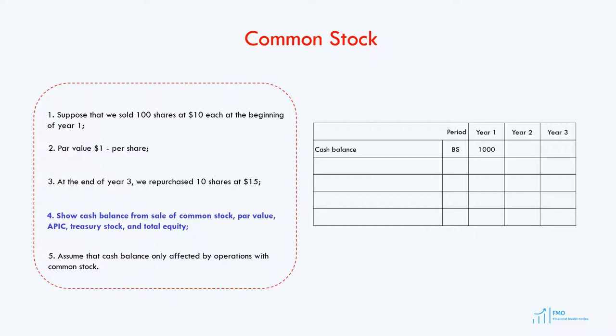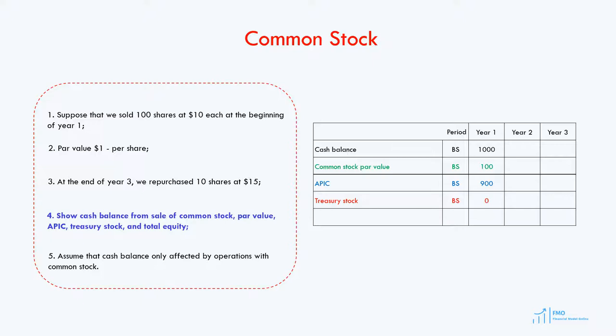The common stock par value will be 100, which is 100 shares times the value of $1 per share. And then the additional paid-in capital will be the difference between the money raised from the sale of stock, which is 1,000, and the common stock par value of 100. So the additional paid-in capital will be 900. Since the company did not buy back any shares in year 1, the treasury stock will be 0.